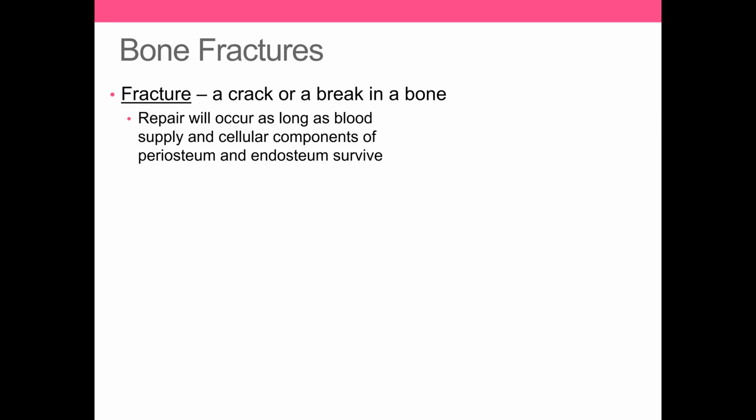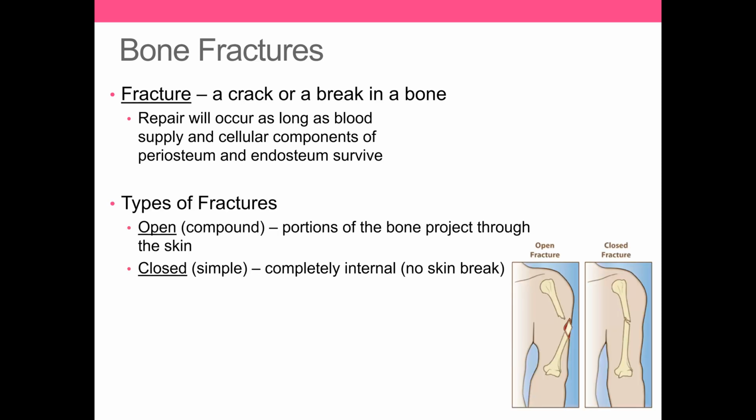Bone heals really well, so these fractures will repair themselves as long as you have an adequate blood supply and the components of the periosteum and endosteum survive, because that's where those osteogenic cells are that become new osteoblasts to help repair the bone. So there are several types of fractures.